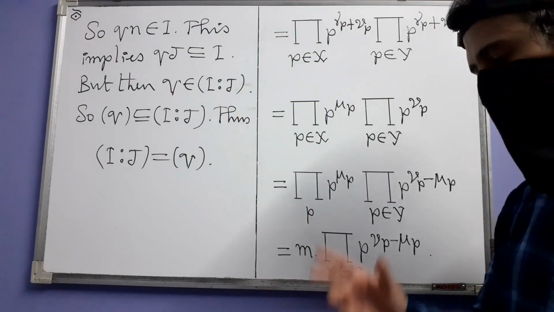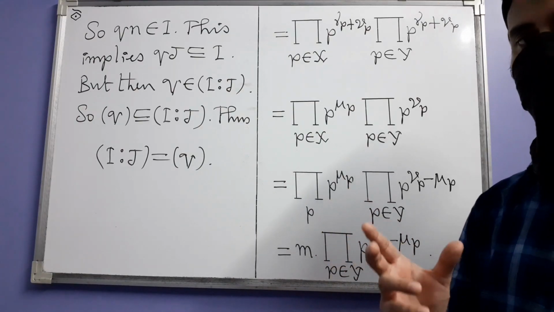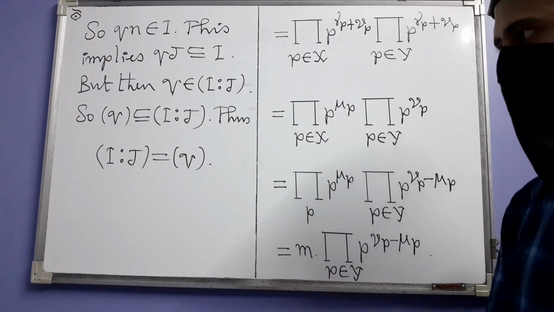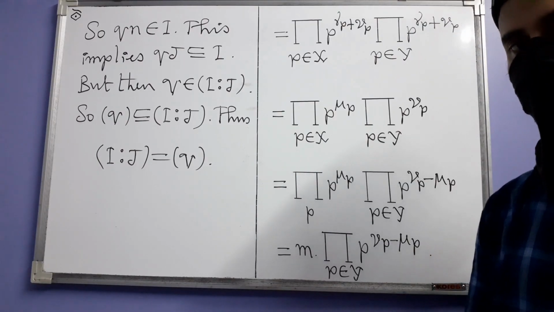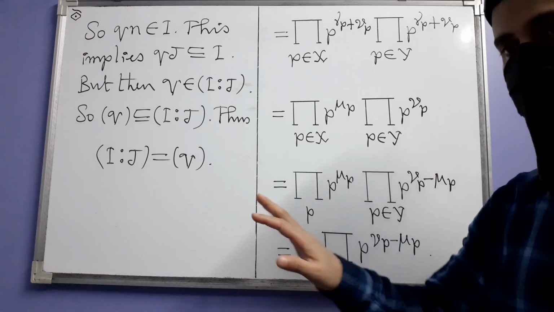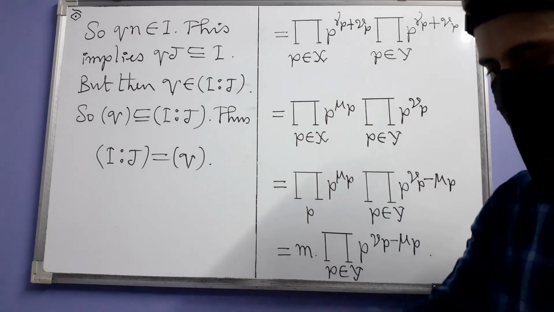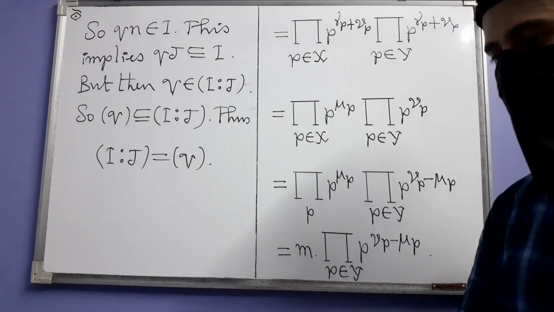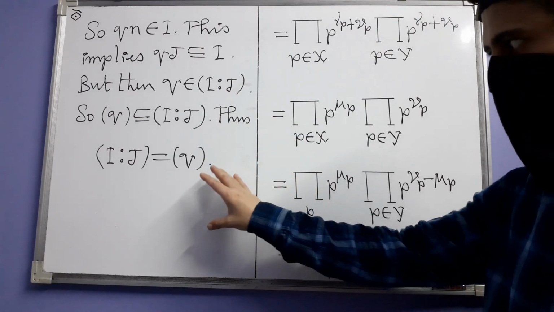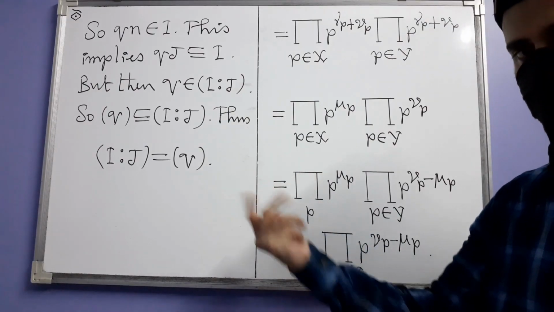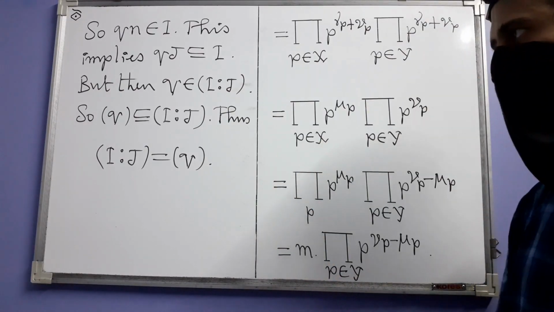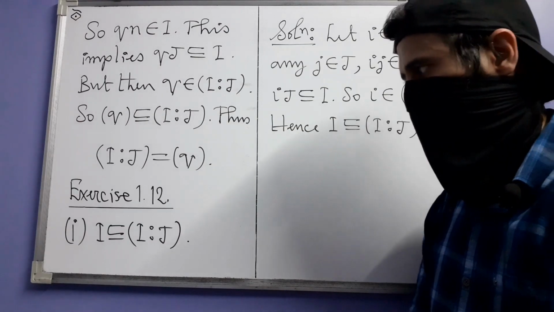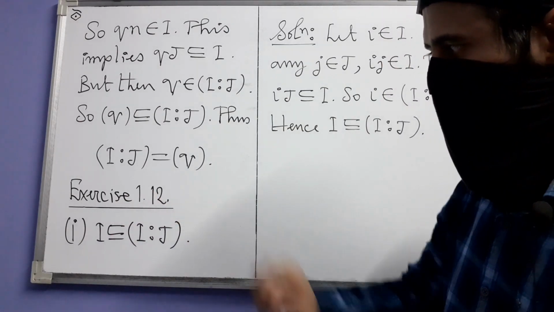Next, there are some exercises involving ideal quotient and product of ideals. Let's solve a few of them. I mean, we haven't completed the section. There are many other things besides these, but some exercises are there besides the actual ones. So let's see what they are. It has been named exercise 112.